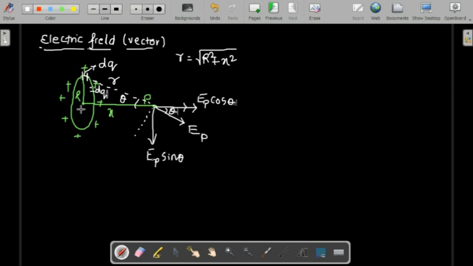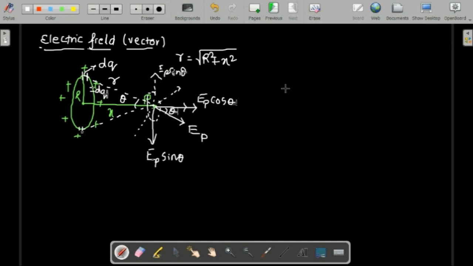Imagine this. Exactly in the opposite, if I take dq, I will again find out the electric field. I will see that cos will be in this direction, but sine will now be in this direction, E sine theta. So if you consider a ring as a three-dimensional picture, you will see all the sine components will be opposite to each other. E will remain the same because it is at the same distance. All the sine components will be opposite to each other, but the cos component will keep on adding up, okay.